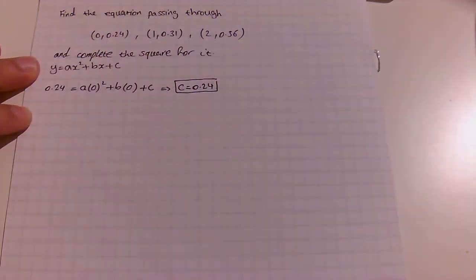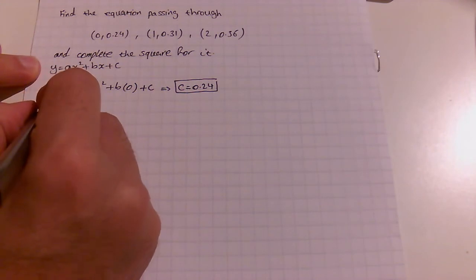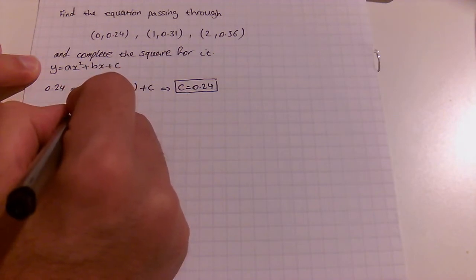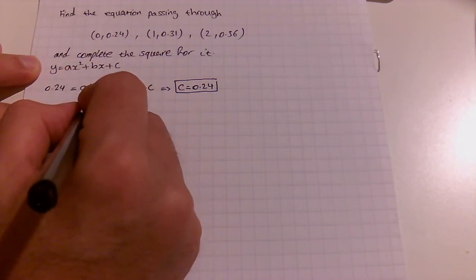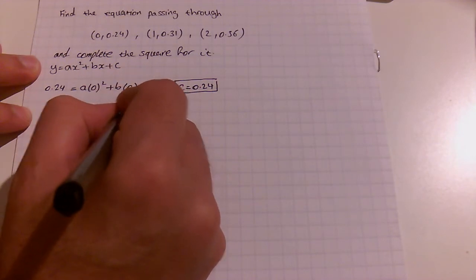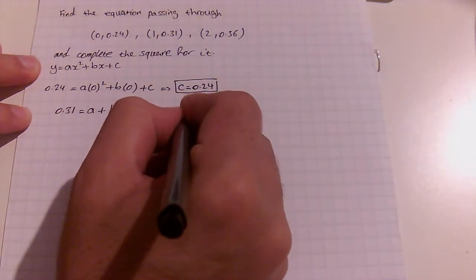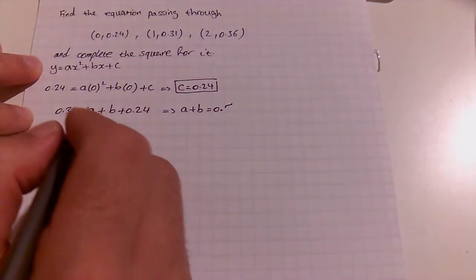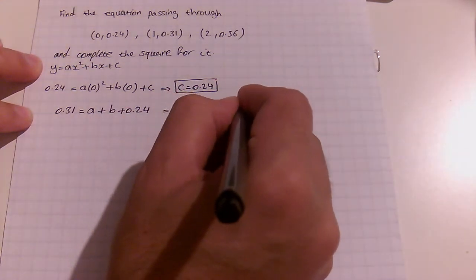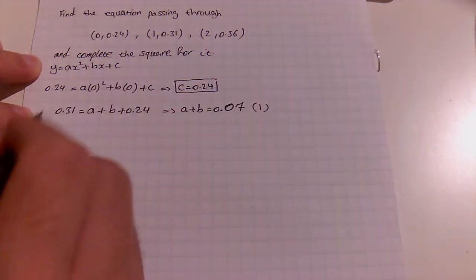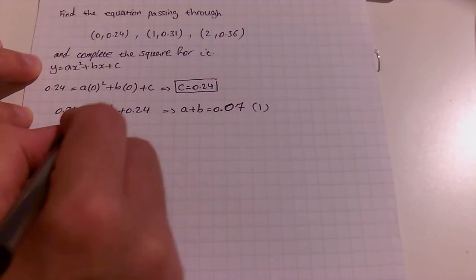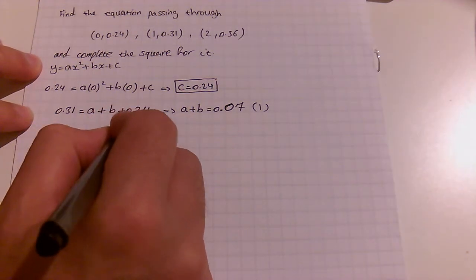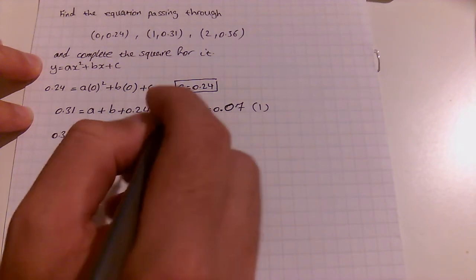Let's move on to the next question. It says, find the equation of the quadratic passing through the following points. Complete the square product. So we know that the quadratic equation could be written in the form of y equals ax squared plus bx plus c. Okay, so let's sub the first coordinate in. 0.24 is equal to a times 0 squared plus b times 0 plus c. Therefore, c is equal to 0.24.